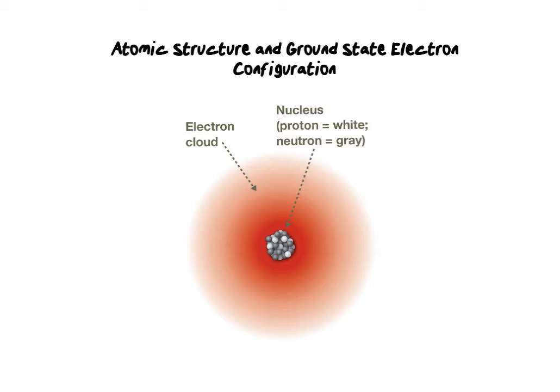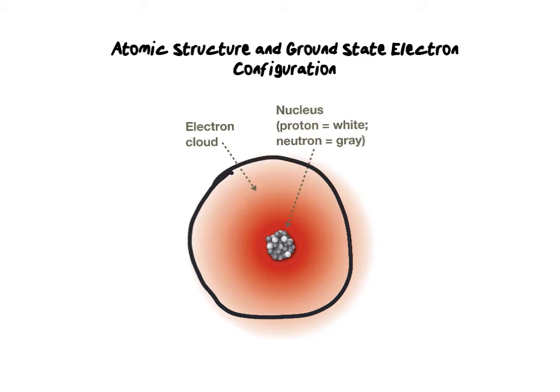Atoms contain a small, dense nucleus made of neutrons and positively charged protons. This dense nucleus is surrounded by an extranuclear space containing the electrons. These are negatively charged particles. They are attracted to the nucleus by simple electrostatic forces. Most of the mass of an atom is contained in its nucleus.